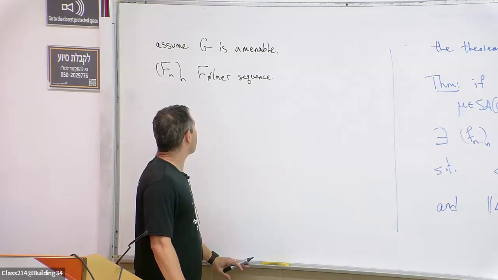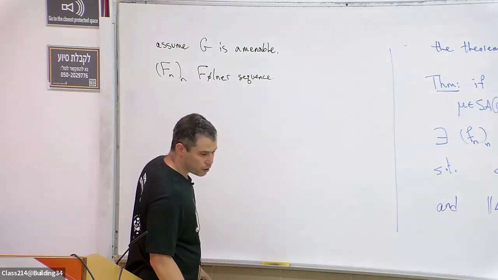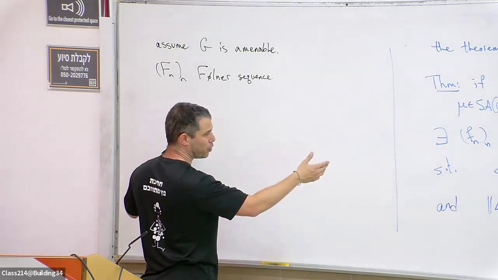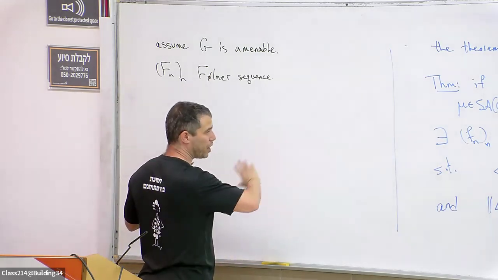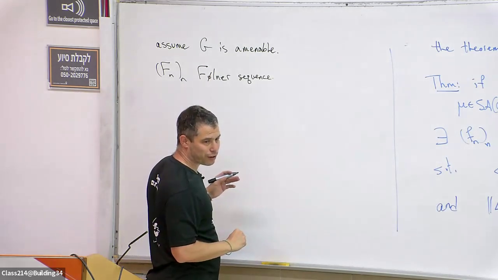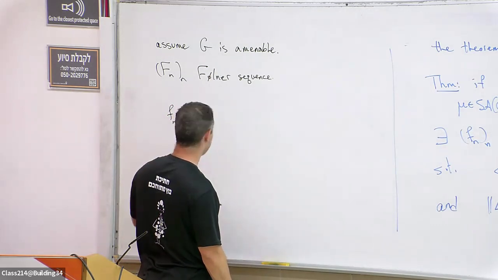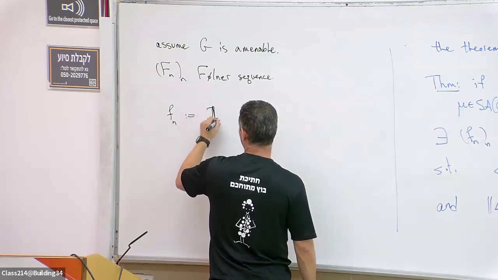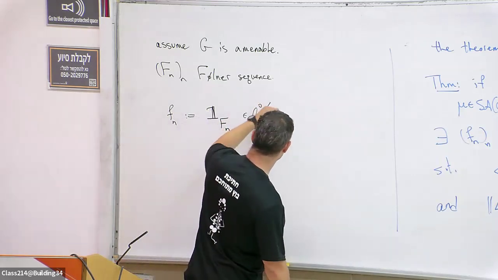Okay, so assume G is an amenable group and Fn is a Følner sequence, meaning a sequence with that property that those things go to 0. I'm going to change the notation a bit, because what I'm calling fn now is not what I called fn before. So fn, I'm going to define to be just the indicator of Fn. So this lives in L0. This is finitely supported, right? These are finite sets.